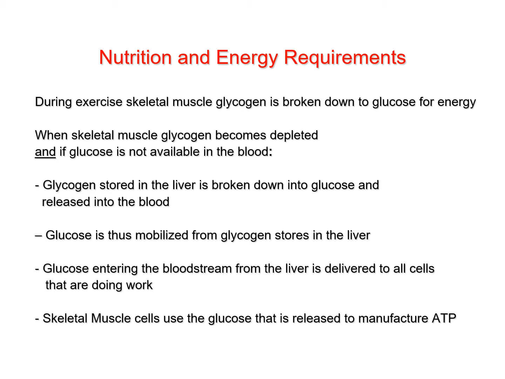So glucose is mobilized from glycogen stores in the liver, enters the bloodstream and gets delivered to any cell in the body that requires it for generating ATP.